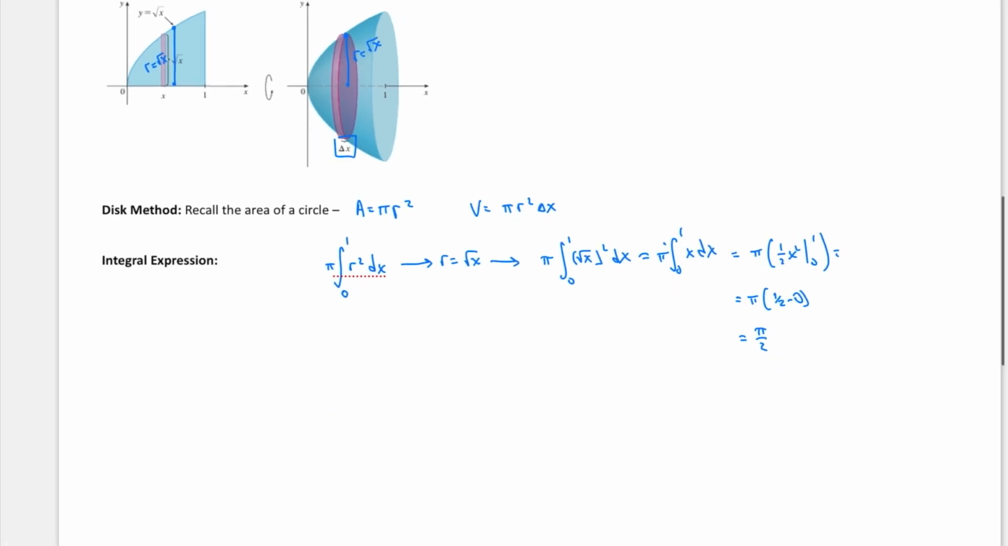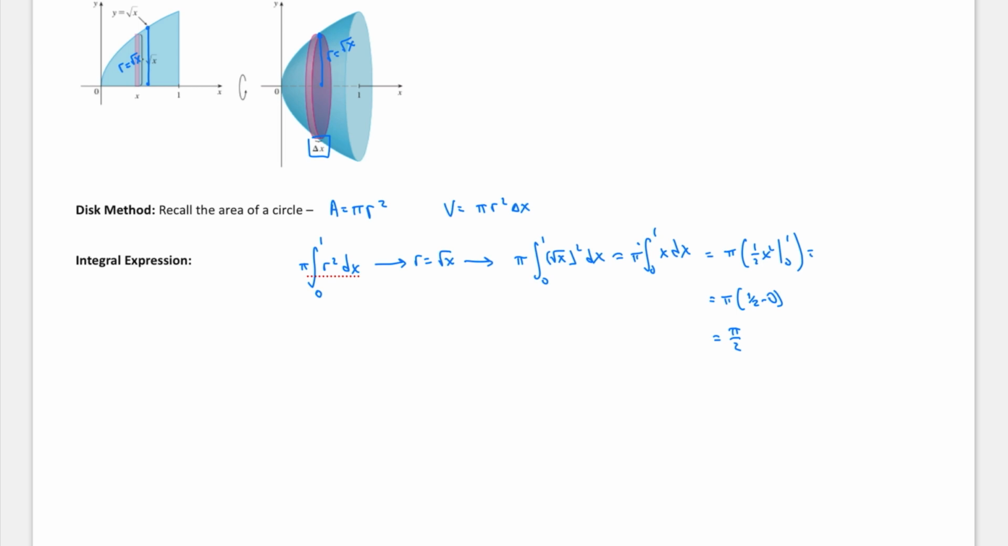Now, the big idea here is that anytime we're going to be finding the volume of a solid, our volume is going to be pi multiplied by the integral from a to b of the radius squared dx.